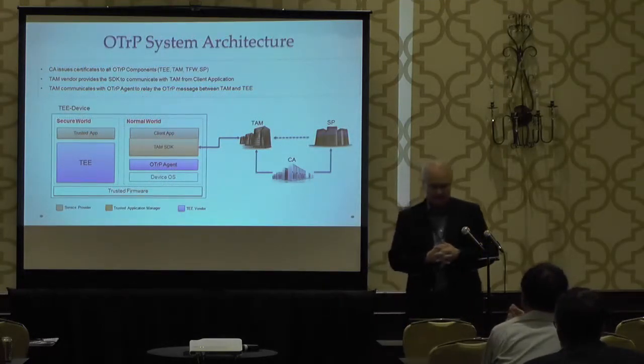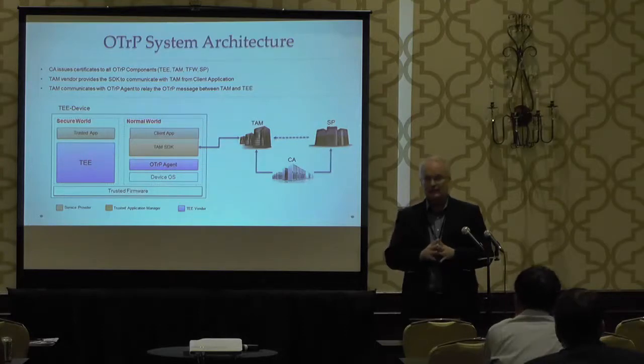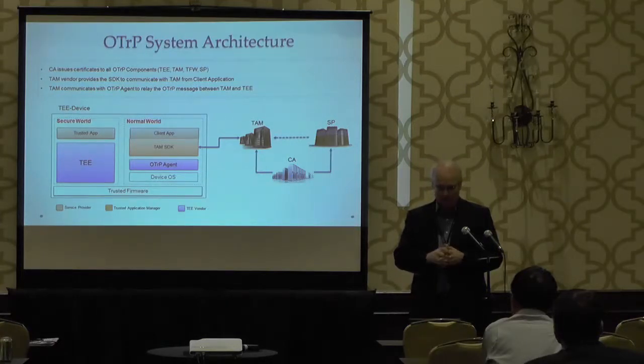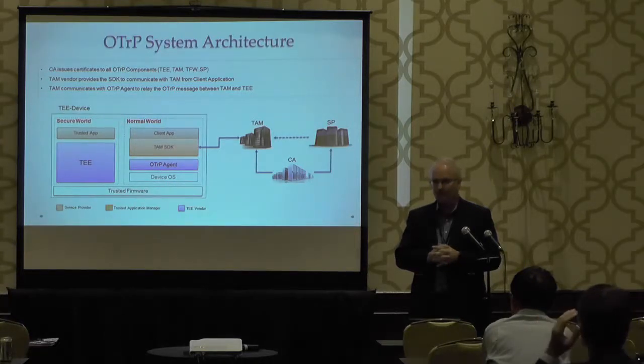So the architecture of the system is for the CA to issue certificates to all the OTrP components, which are the TEE, the Trusted Application Manager, the trusted firmware of the device, and the service provider. The TAM vendor provides an SDK to communicate with the TAM from the client application. And the TAM will communicate with the OTrP agent to relay the OTrP message between the TAM and the TEE.